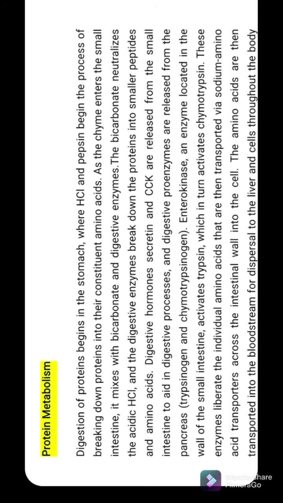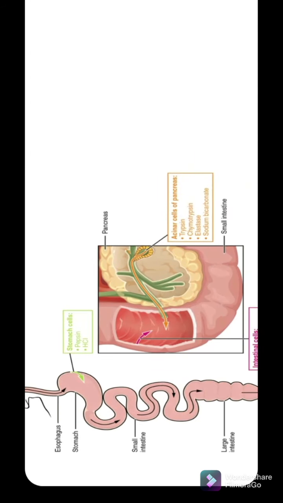Digestion of proteins begins in the stomach. When the food passes through the esophagus and enters the stomach, pepsin and HCl break down the food into small particles. So chyme is formed in the stomach, and when this chyme enters the small intestine, bicarbonate and digestive enzymes are present there. The bicarbonate neutralizes the acidic HCl, and the digestive enzymes aid in the digestive process.